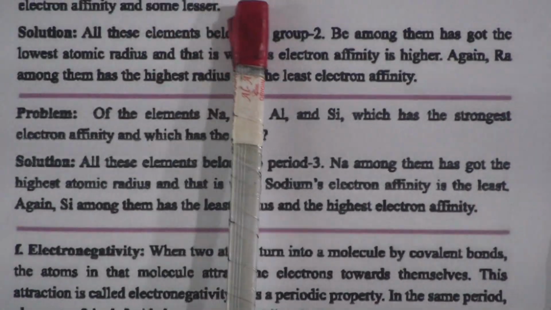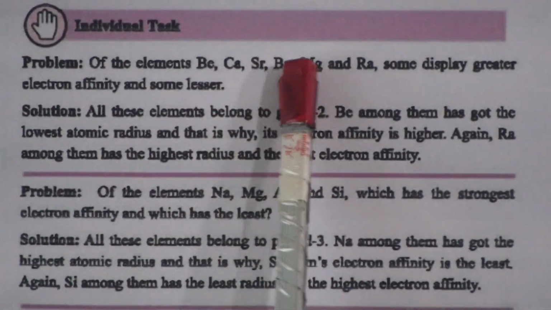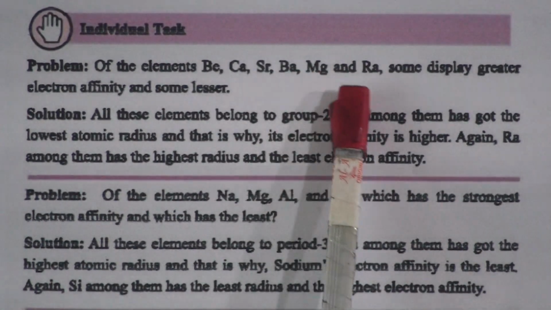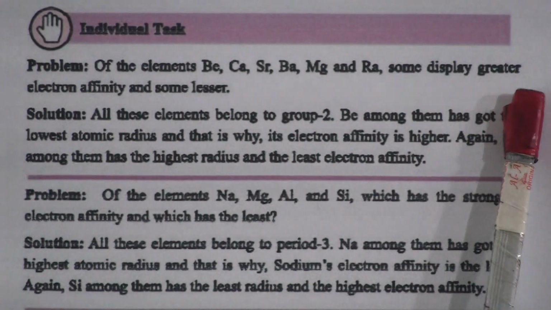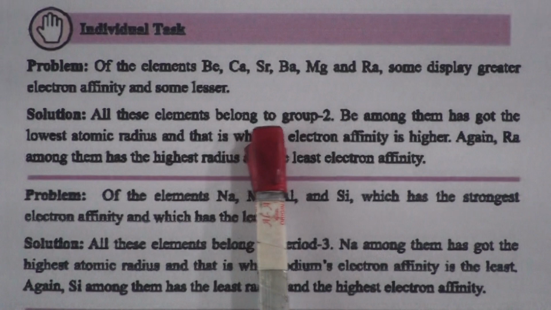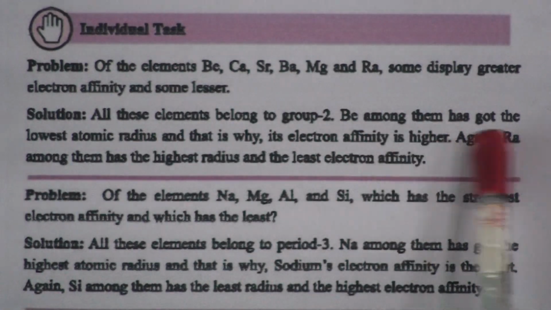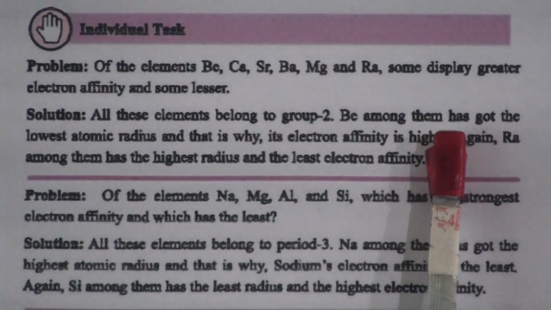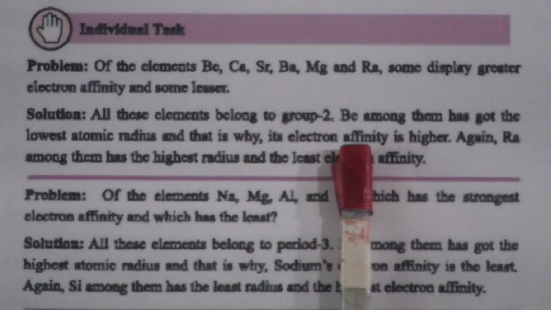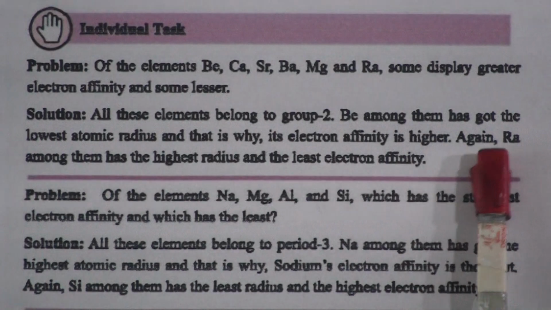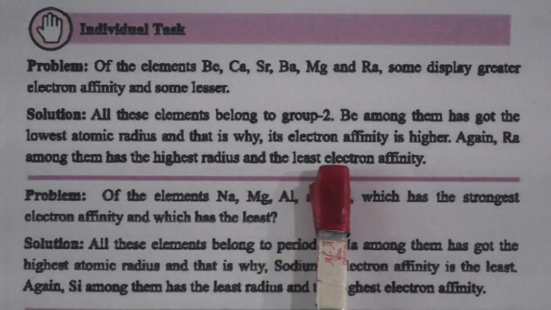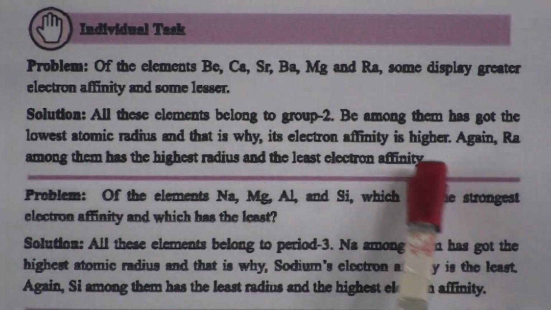Of the elements barium, calcium, strontium, magnesium, and radium, some display greater electron affinity and some lesser. All these elements belong to group 2. Barium among them has got the lowest atomic radius, and that is why its electron affinity is higher. And again, radium among them has the highest radius and the least electron affinity.